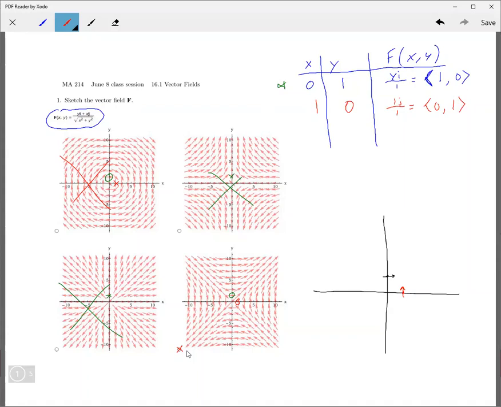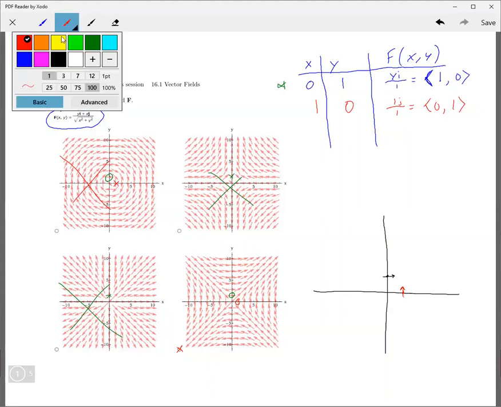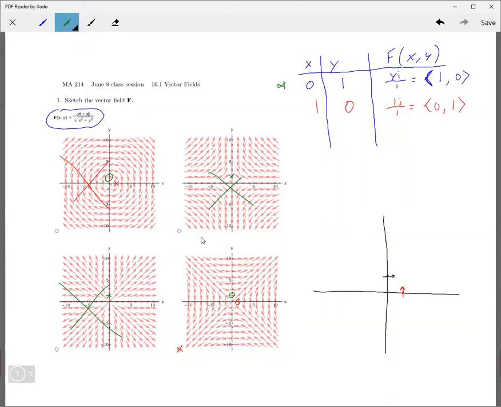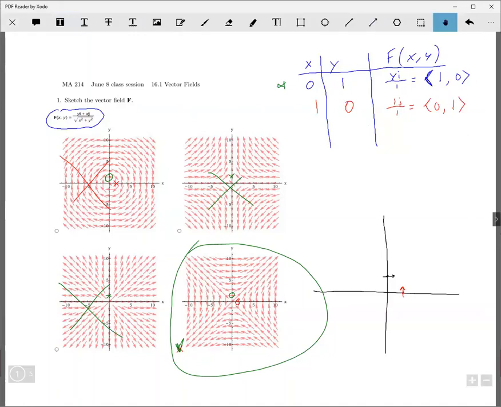And then to get other little arrows here, you plug in different points. And here it looks like they've plugged in an awful lot of points. It's a huge number of points. So it is the one in the bottom right. This one right here. That's the answer, because that's the only one that matches those two, and it has to match all of them. So yeah, that's the only one it could be.